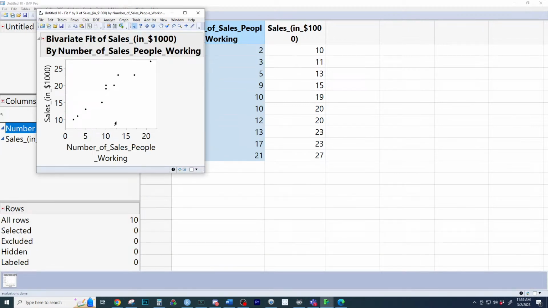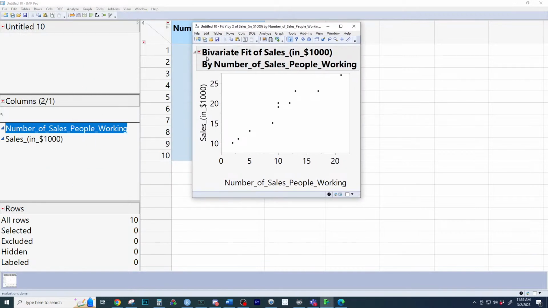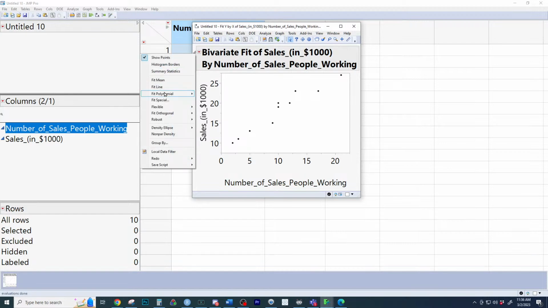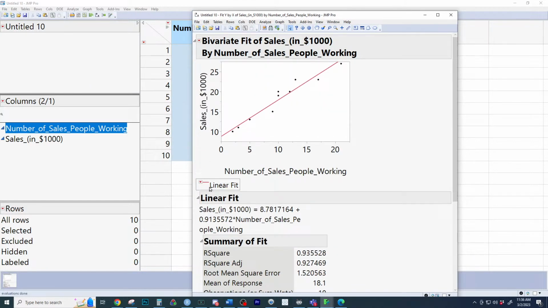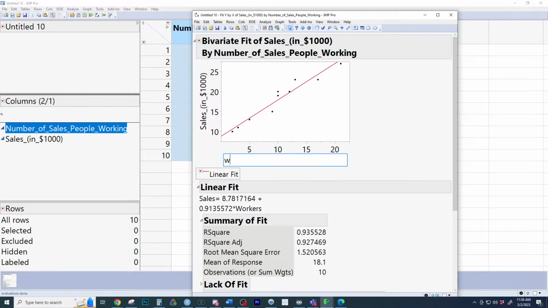If you notice, more people working is associated with higher sales. So we get the scatter plot right here. And with this, we're going to click the red arrow and go to Fit Line. Once we fit the line, it will give us the regression equation. So let's go ahead and fit the line, and there is the line. Now, this is a lot of output, but we have to know what we're looking at. So let's clean this up a little bit here. That's the sales in thousands of dollars. And then this right here is the number of workers. A little easier to look at. We can just call this workers.